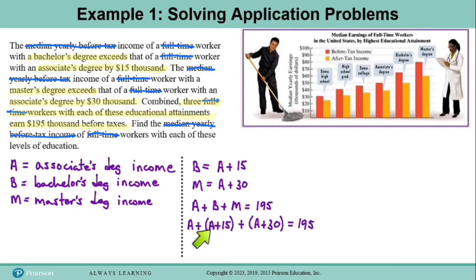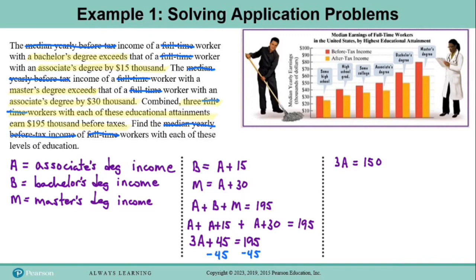Okay, now the parentheses really aren't doing anything here because there's nothing to distribute, so I can just lose the parentheses. And now we can combine like terms. Here on the left side of the equal mark, we have A plus A plus A, and so that's 3A. And also on the left side of the equal mark, we have 15 plus 30, so that's 45, and that's equal to 195. Now to solve this for A, you know what to do. We need to isolate the 3A term, so we need to eliminate the 45. So we'll put minus 45 on both sides.